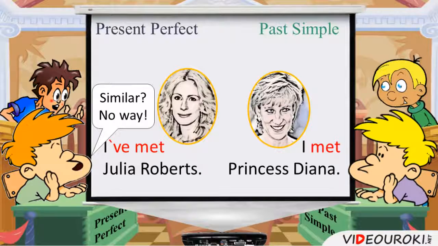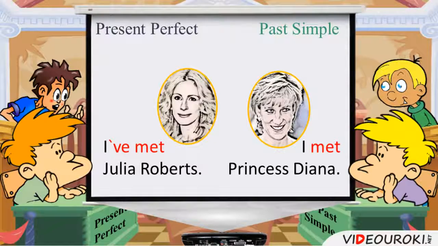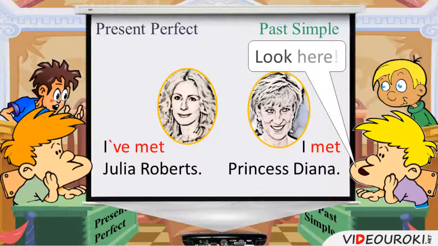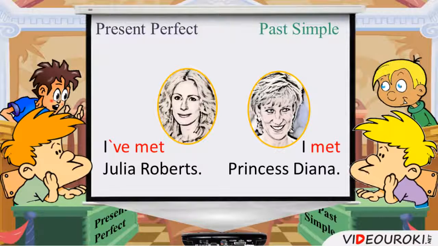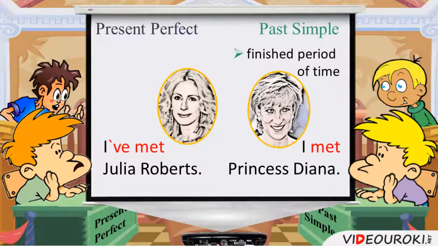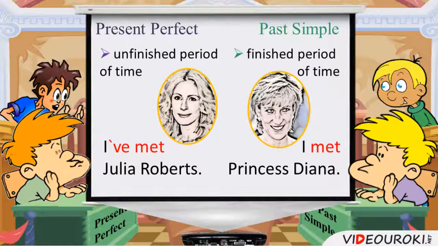Similar? No way. Look here. I met Princess Diana. I won't meet her again. She's dead. The period of time is finished. I've met Julia Roberts. She's alive. A period of time is not finished yet. I can meet Julia Roberts again.